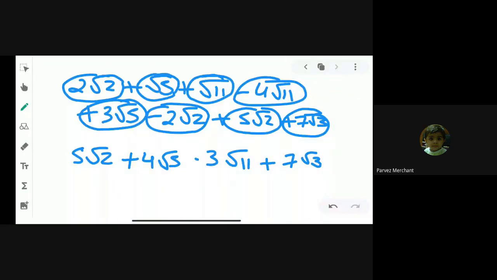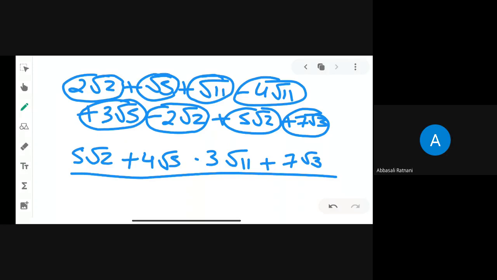Now you can see in this second step, root 2, root 5, root 11 and root 3, all these terms are unlike terms. So we cannot add or subtract them. So it is your final answer. Clear all of you? Yes, sir. 100% clear? Yes, sir.